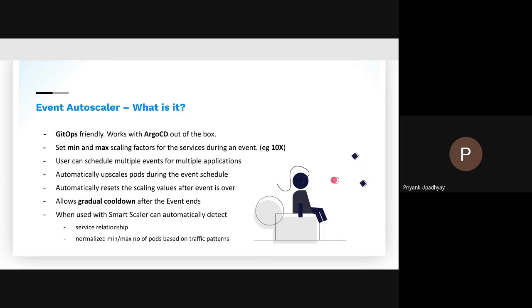The autoscaler takes care of upscaling the pods during the event schedule and automatically resets it once the event is over. It also allows a gradual cooldown after the event is over to support further traffic.